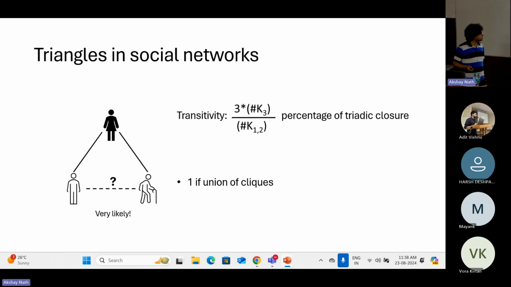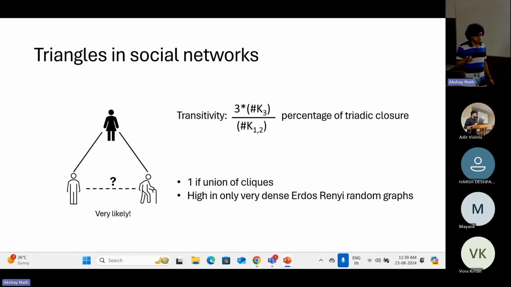And this thing is 1 if your graph is a union of cliques. If you just take an arbitrary G and P, you'll have to get P to a very high value to get something where transitivity is constant. On the other hand, take a real social network, say Facebook. I picked Facebook because on Facebook, I think you cannot have more than 5,000 friends, which, given that there are a few billion people, is a very sparse graph.